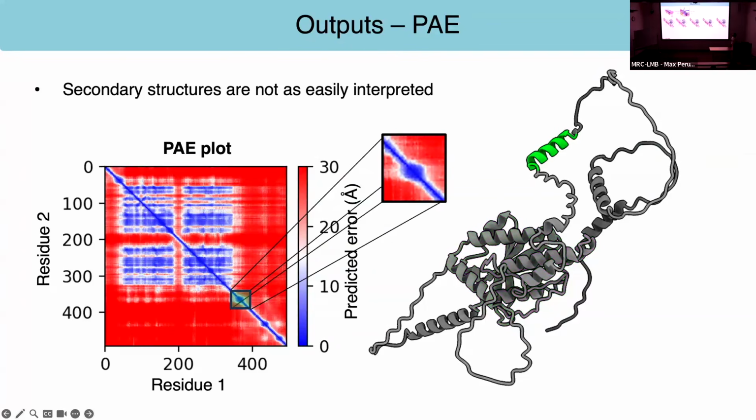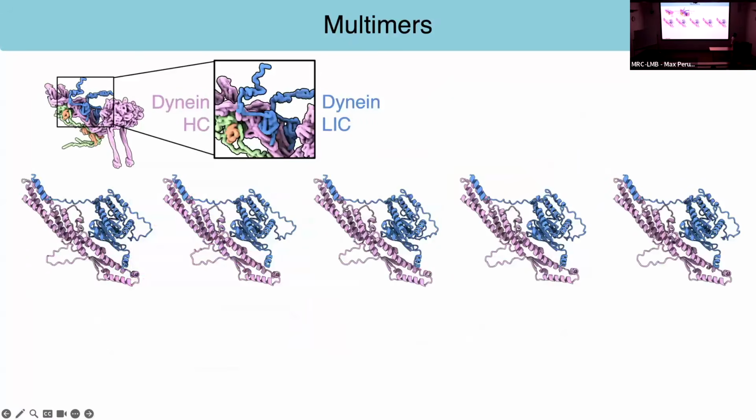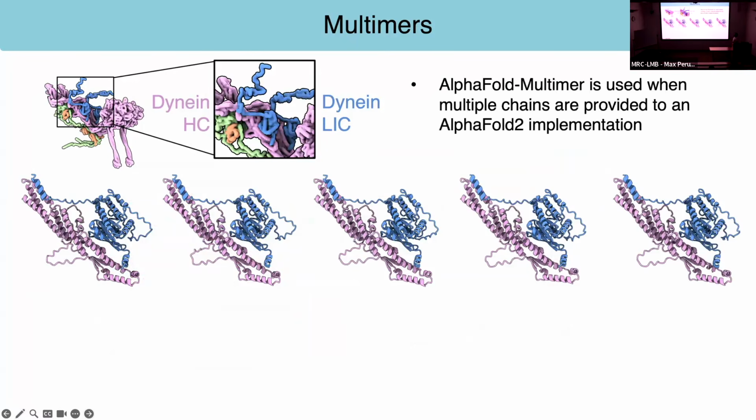All righty. So the next thing is multimers. So what's happening with multimers? It's really the same thing. Instead of giving it one sequence, now you're giving it two sequences. And if you're using AlphaFold 2, now it's going through AlphaFold 2 Multimer. If you're using AlphaFold 3, it just handles it. And so for all the implementations that we have, especially at the LMB, AlphaFold Multimer is used by default when you give it multiple chains. So really, you don't have to think about it. You're either using AlphaFold 2 or AlphaFold 3, and you're going to get these outputs anyway.